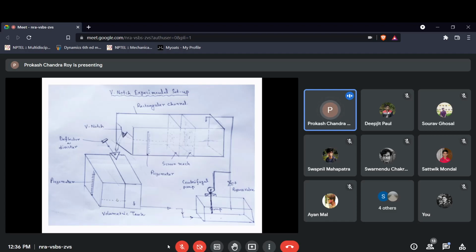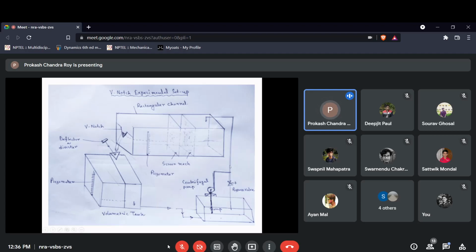Okay, so now another thing will come into the picture. You need to vary the discharge, but how? Here you have a centrifugal pump, and that will create a certain amount of discharge. Now, if we provide a bypass valve here, and suppose this valve is completely closed, then what will happen? The entire amount of water will go to the channel.